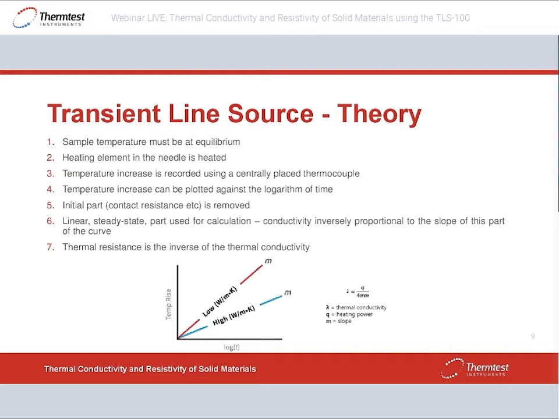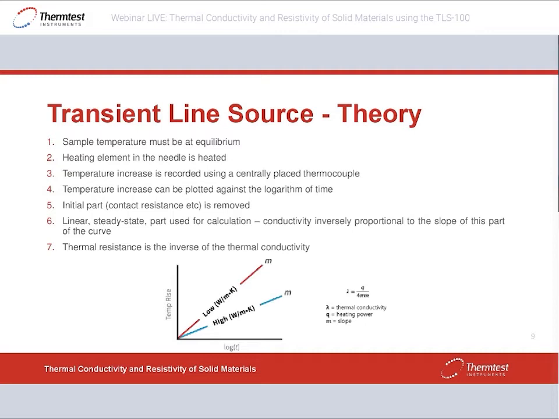What we do with the probe, the needle that you have seen in these pictures, is that we heat it up. There's a heating element inside the needle, and it starts heating up during the measurement, and we record the temperature increase with a thermocouple that's placed inside the needle in the central part of it. We can then plot the temperature rise against time, or rather the logarithm of time, and that should turn out to be like these curves that you see down here, where we have an initial part that we have to remove, because in the beginning, when we start heating, we will see contact resistance between the needle and the sample. We are not interested in that, so since it's a transient method, we're allowed to remove that.